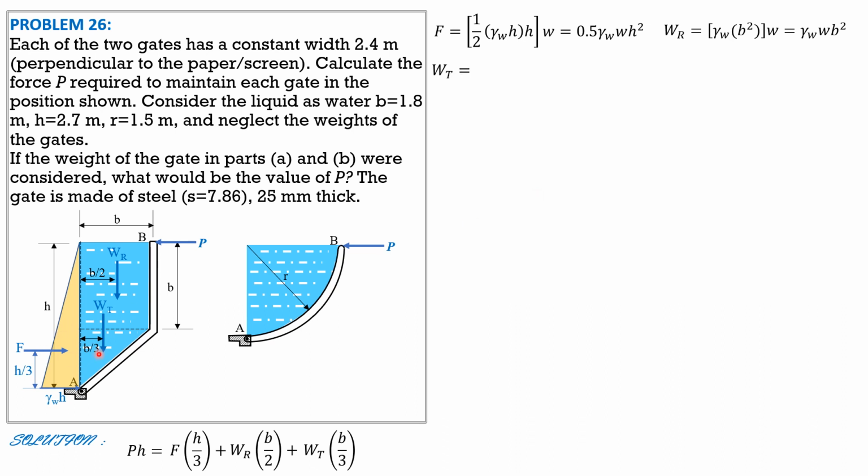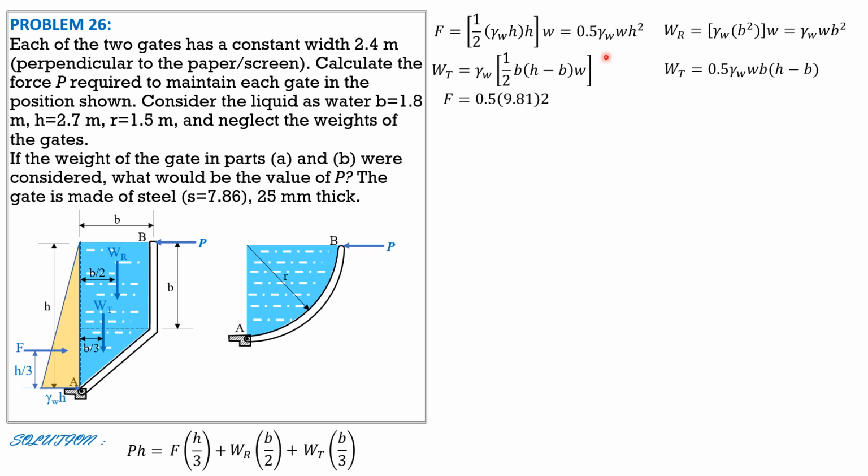Then for the triangular, weight of the triangle is gamma of water times 1/2 of B times quantity H minus B. The height of this triangle is H minus B. Then width perpendicular to the board W. Simplifying, that's 0.5 of gamma of water times B, W B times H minus B.